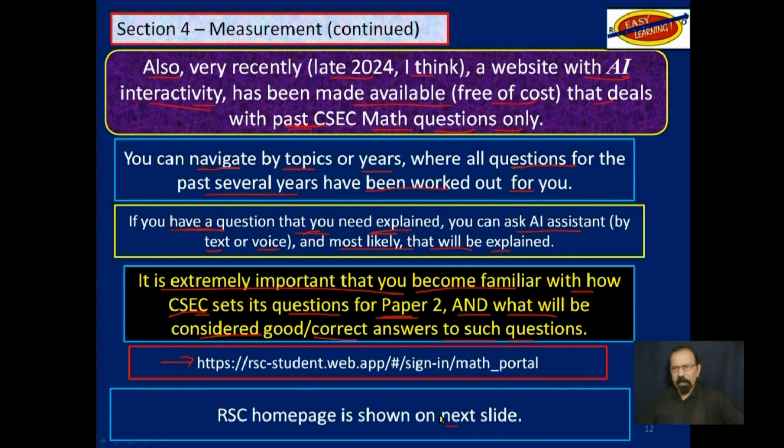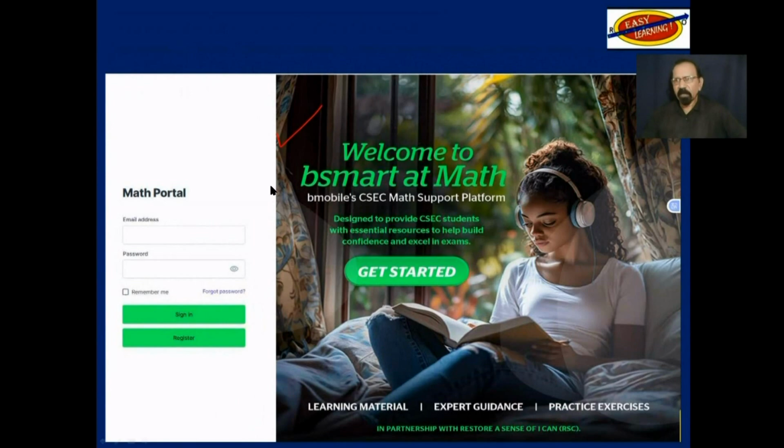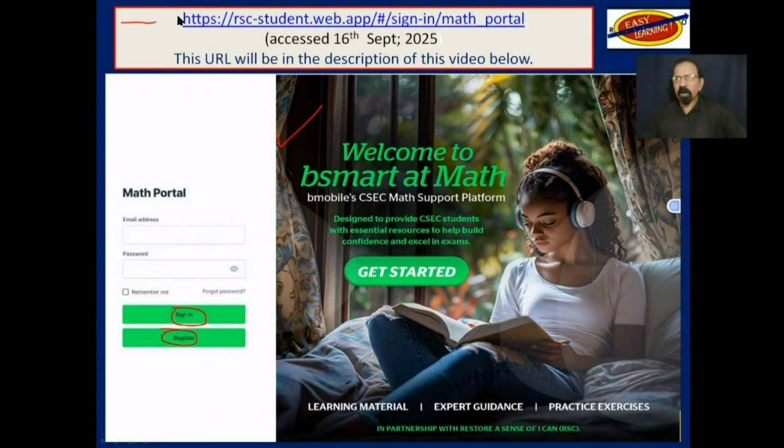On the next slide, I will show you what the home page looks like, which is this that you see here. You will first have to register and then sign in. Again, this is the URL up here. This URL will be included in the description of this video, so you can easily click on it and be redirected to this website.